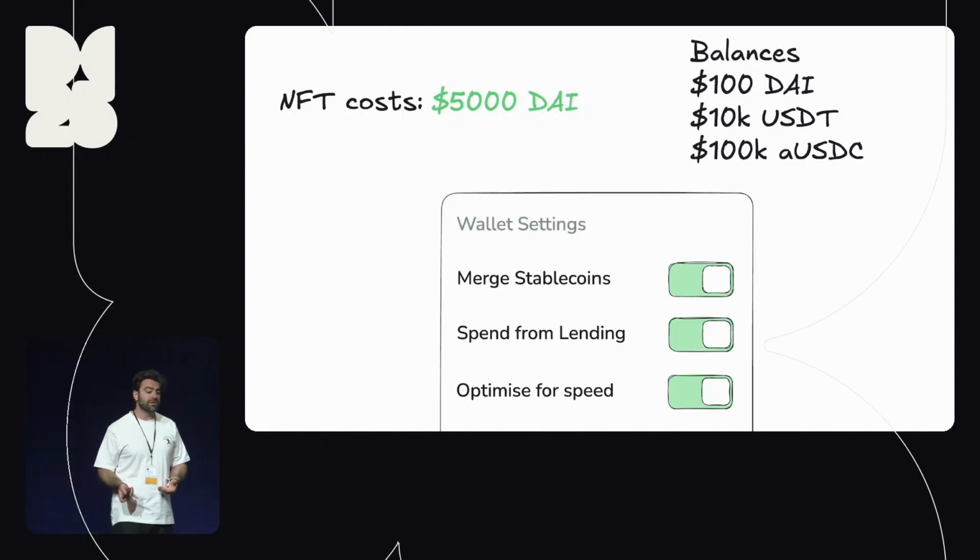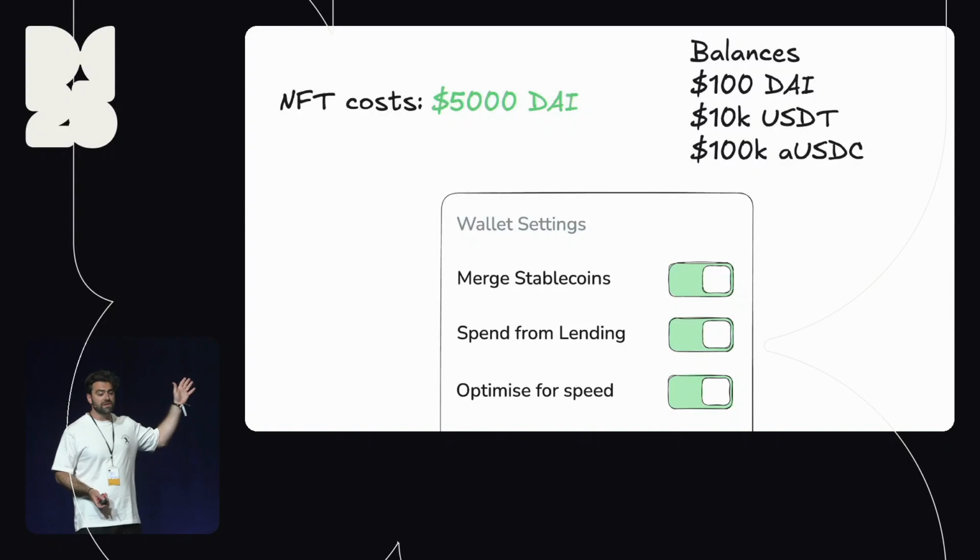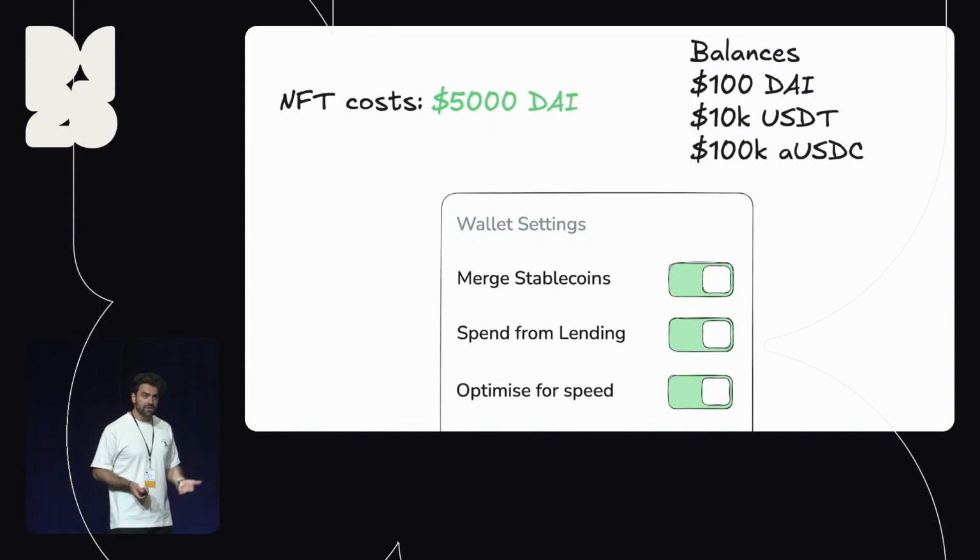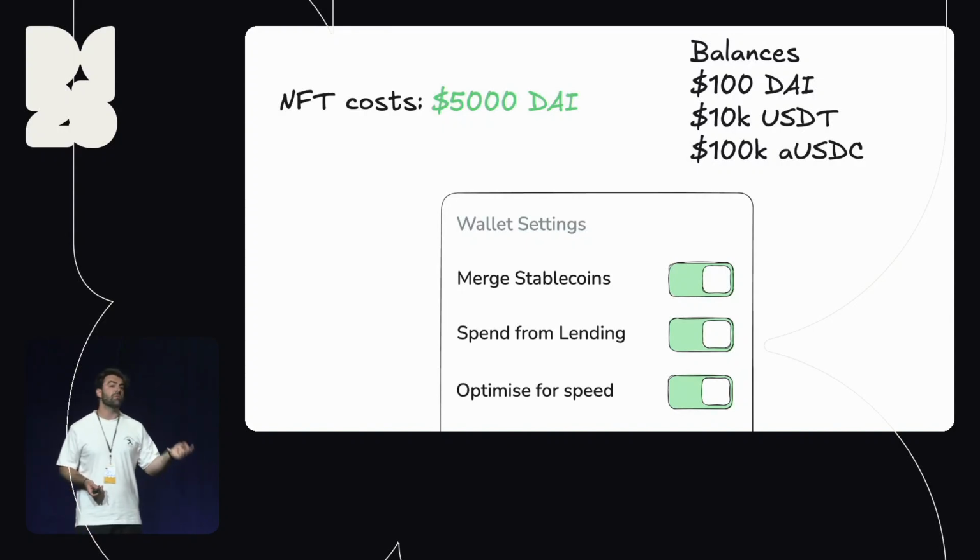And this is where wallets are trending to, right? They're trending to giving solutions like merge all your stablecoins. They should be treated one-to-one, right? They're all USD based. Why shouldn't they be one-to-one? Spend from your lending positions. You might want to spend from your Aave position or your Morpho position, because it's the cheapest and most optimal way to move funds. And then it starts to get more complex, but you can optimize for speed, optimize for latency, depending on cost and things and so forth.